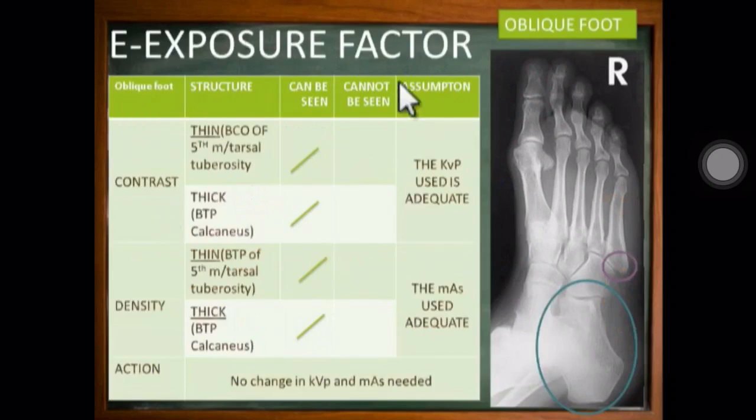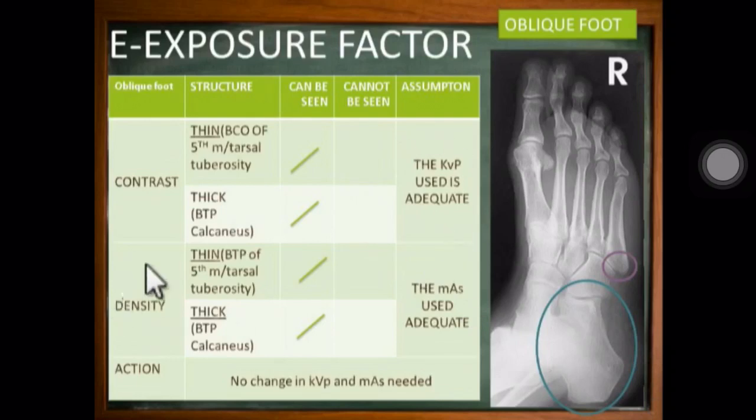And for the exposure factor, the contrast, the bony cortical outline of the thin structure, which is the fifth metatarsal tuberosity, can be seen. And the bony cortical outline of the thick structure, which is the calcaneus, can be seen. And the kVp used is adequate.